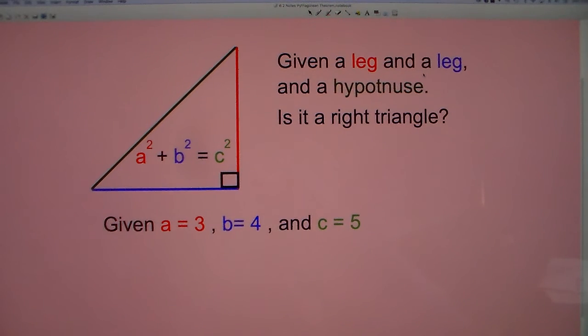Alright, now given a leg and the hypotenuse, our goal right here is to decide: is this triangle a right triangle or not a right triangle? So all we've got to do is plug these numbers in. So 3 squared, which is 9, plus 4 squared, which is 16, equals 5 squared, which is 25.